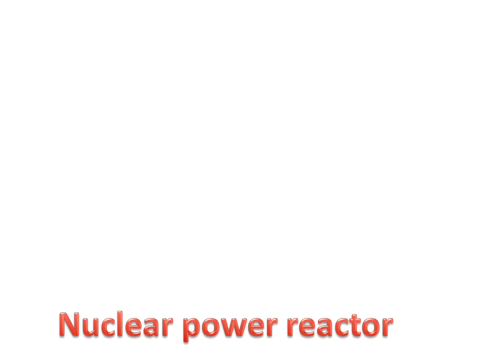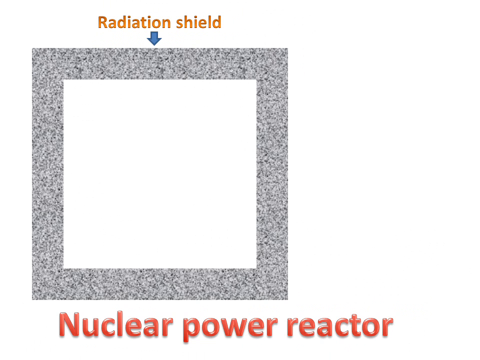Today we will discuss the nuclear reactor. Firstly, we will discuss the parts of the nuclear reactor. Firstly, we have a radiation shield. This is a radiation shield for protecting the human body from the radiation of the uranium.